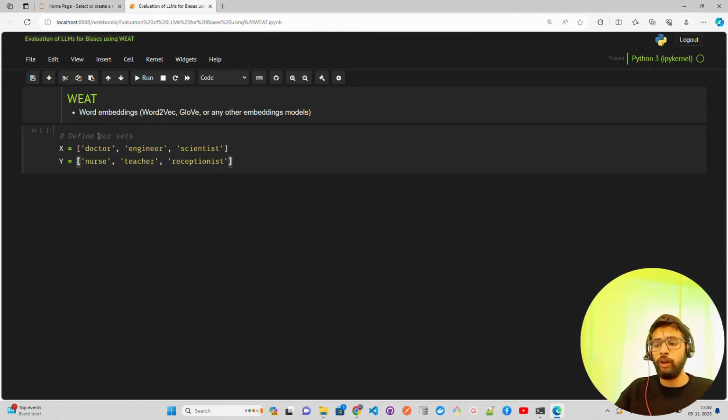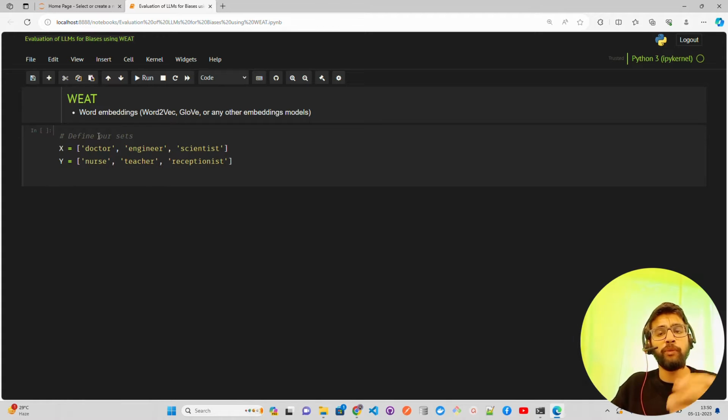Let's consider that we have two sets, X and Y. X is a male-dominated set, where you have doctor, engineer, scientist, and then you have nurse, teacher, receptionist. I'm not saying that, by the way, but this is how society has seen it. But now the evolution is happening like anything, and you will see more diversity in candidates over there.